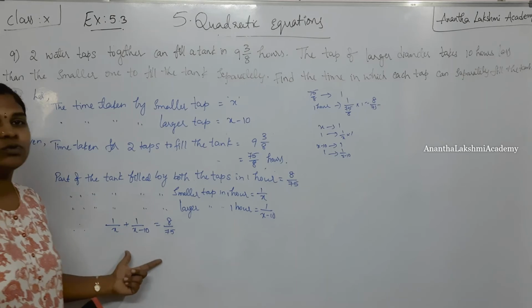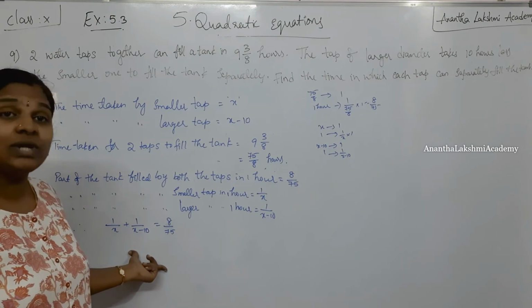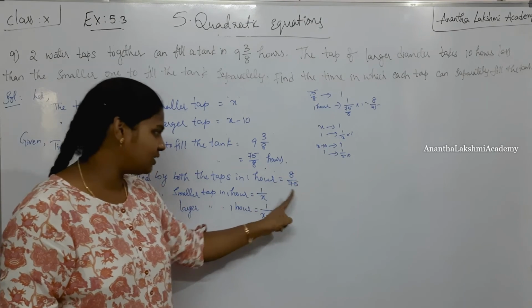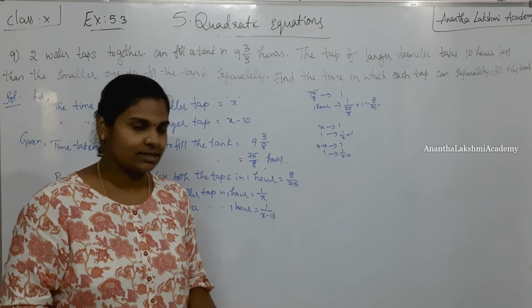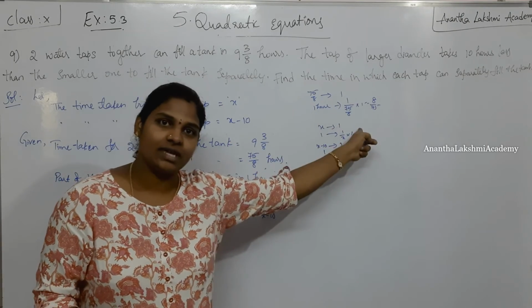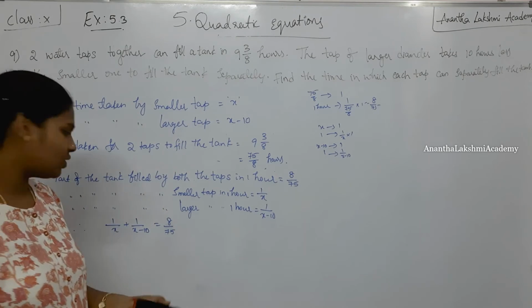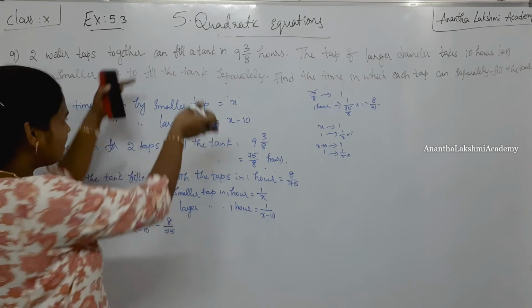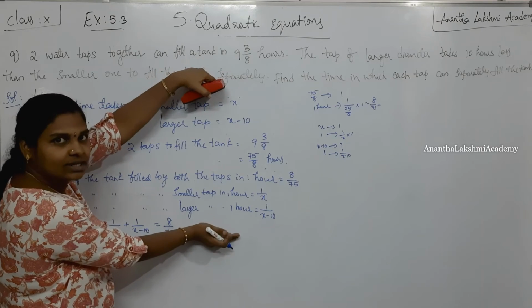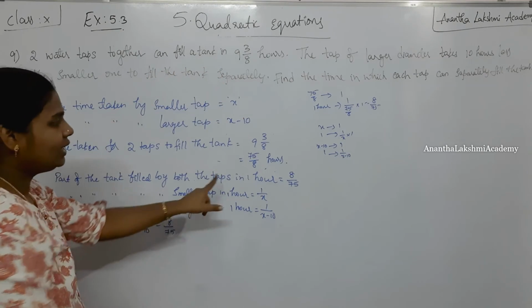Okay, this is the crucial point. This is what you need to understand. How did I write 8 by 75, 1 by x and 1 by x minus 10? For that only I gave the explanation here. Now from here on, the simplification and all you can do by yourself. This is the concept which you need to understand. Alright, go through it carefully.